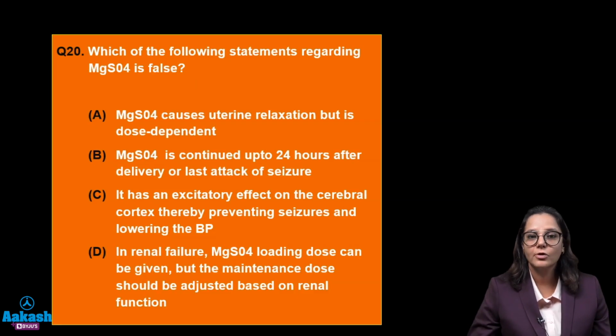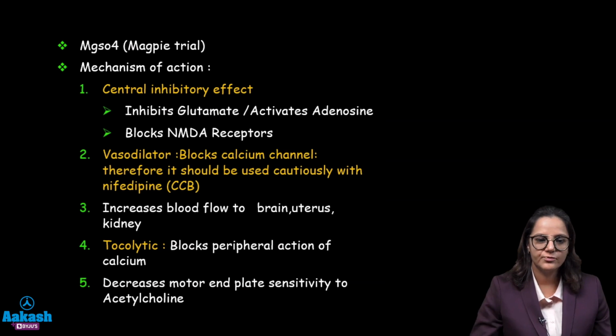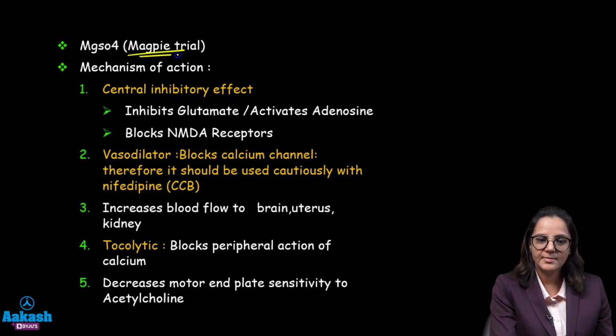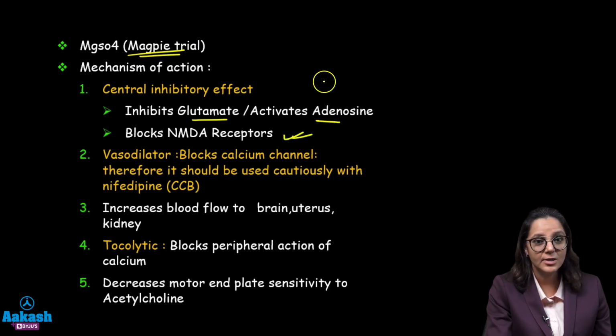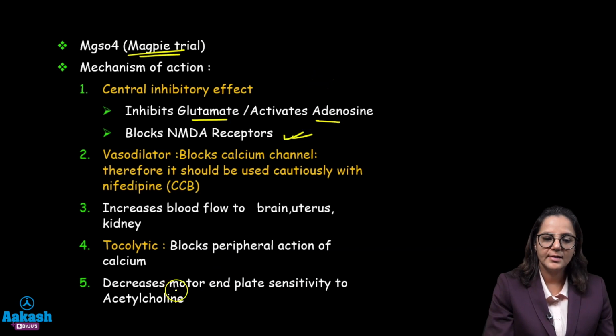Which of the following is false regarding magnesium sulfate? Let's go through the explanation first. Magnesium sulfate was given as per the MAGPIE trial and the mechanism of action is that it has a central inhibitory effect. You need to remember these things. It inhibits glutamate, it activates adenosine, and it blocks the NMDA receptors. These are some fancy names but you just need to mug them up. And it decreases motor end plate sensitivity to acetylcholine.